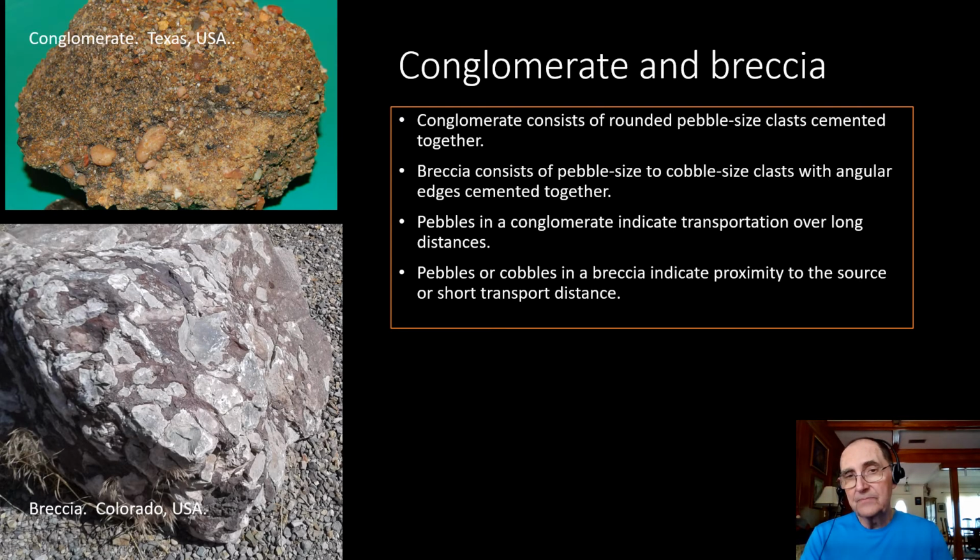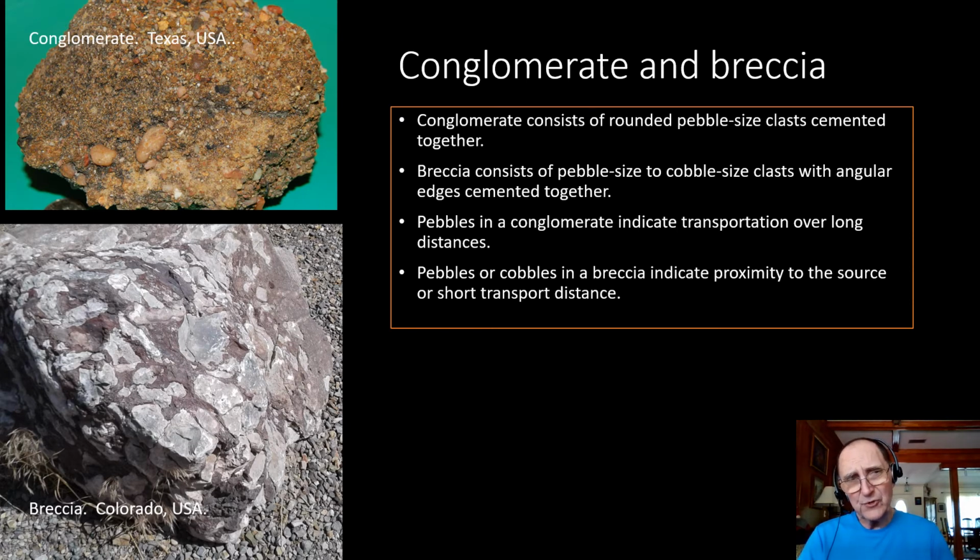Pebbles in a conglomerate indicate transportation over long distances. If you recall our previous discussion of rounding, in one of our former sections, the longer the transportation distance, the more time these larger particles have to become well-rounded. Pebbles or cobbles in a breccia indicate proximity to the source or a short distance of transport. Remember, these are angular particles.